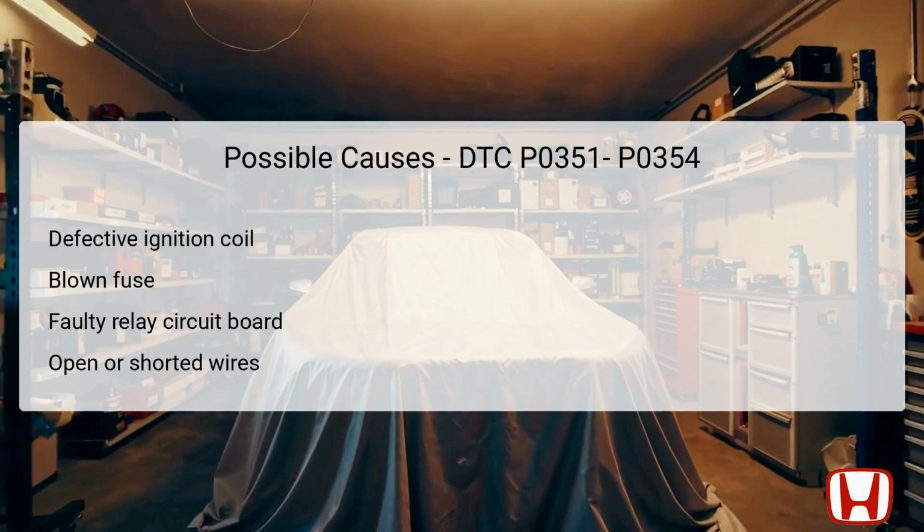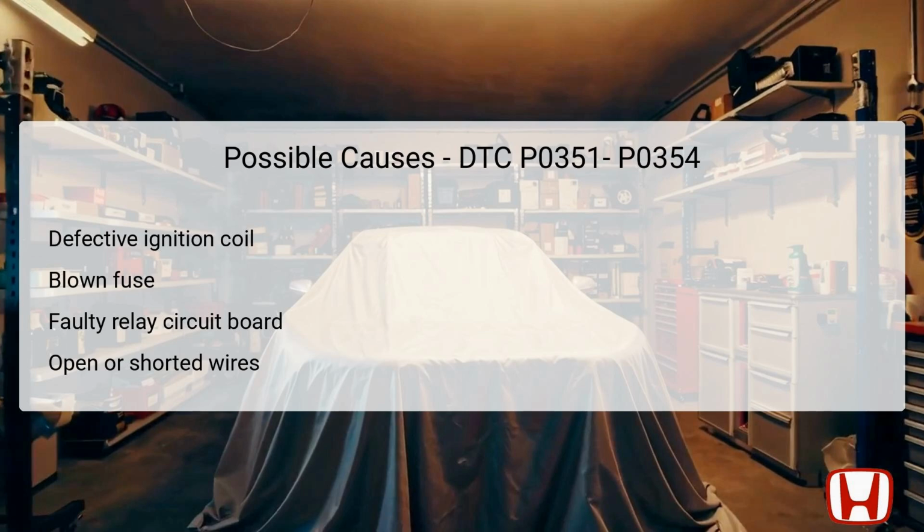The potential causes for DTCs P0351 through P0354 include several factors that may interfere with the ignition coil circuits. A defective ignition coil is the most common culprit for causing a malfunction in the circuit. Additionally, a blown fuse can disrupt the electrical flow to the ignition coils, which is critical for their operation.